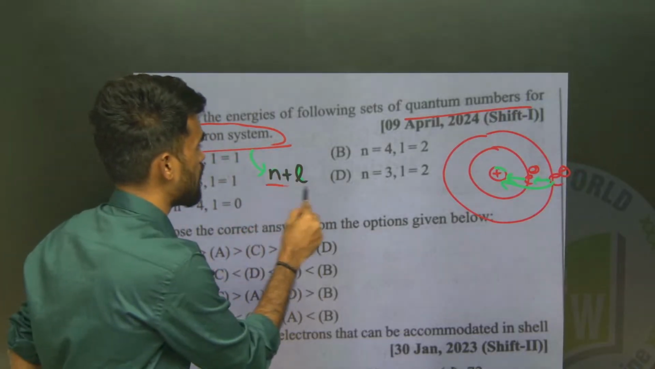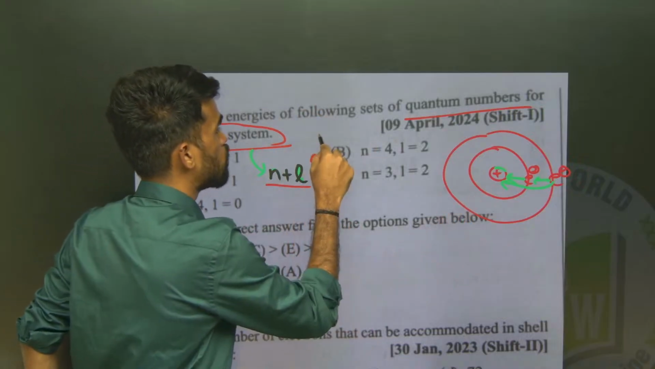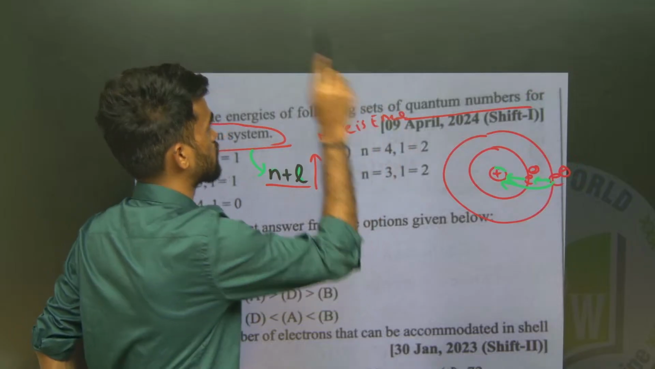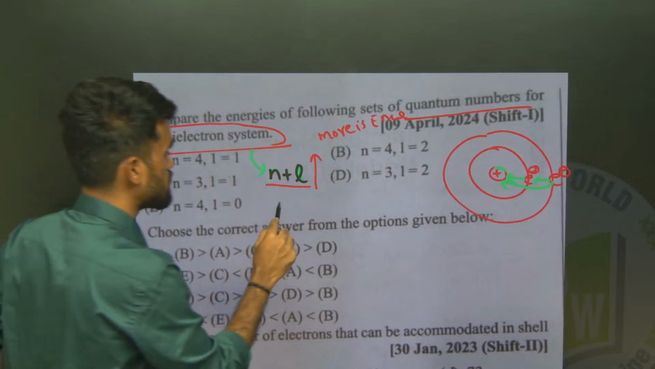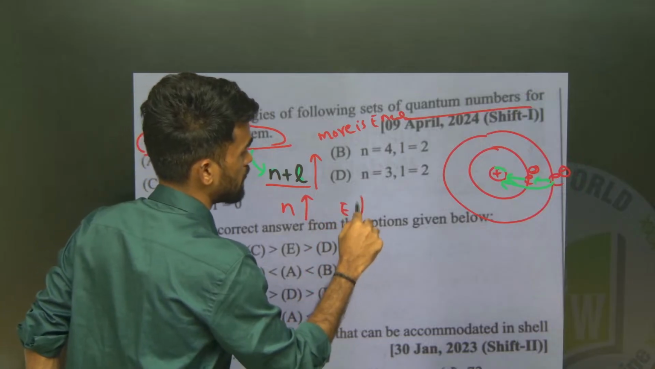We need to take the n plus l value while calculating the energy of a multi-electron system. Greater the n plus l value, more is the energy of that particular electron. And next, if the n plus l value is the same, you just consider the higher the n value, greater is its energy.